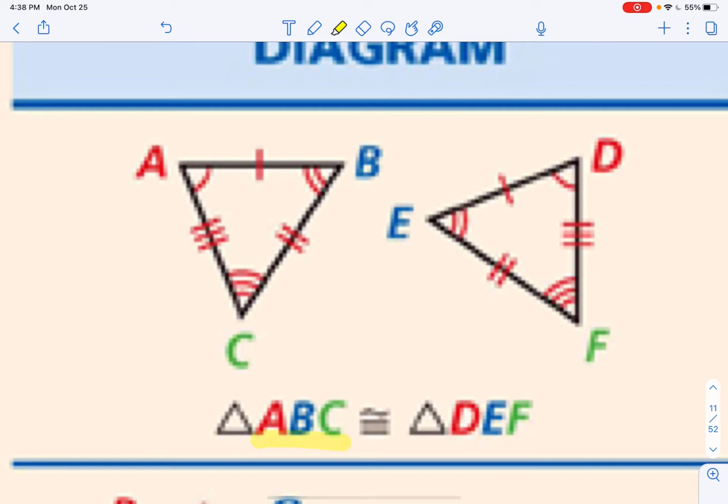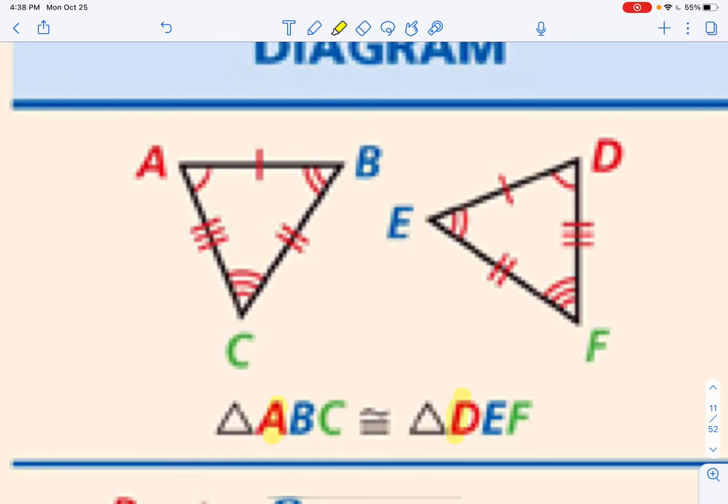So this is triangle ABC is congruent to triangle DEF, which means that also side AB is congruent to, you guessed it, DE. BC is congruent to EF, and AC is congruent to side DF. And we also see that from the pictures as well.